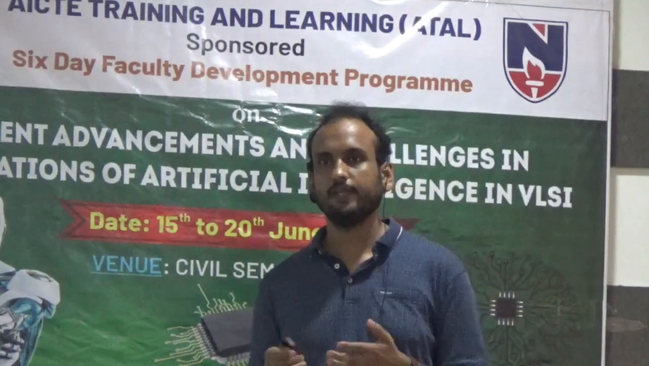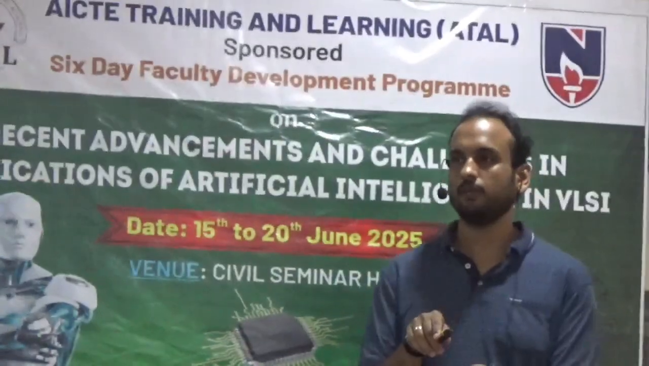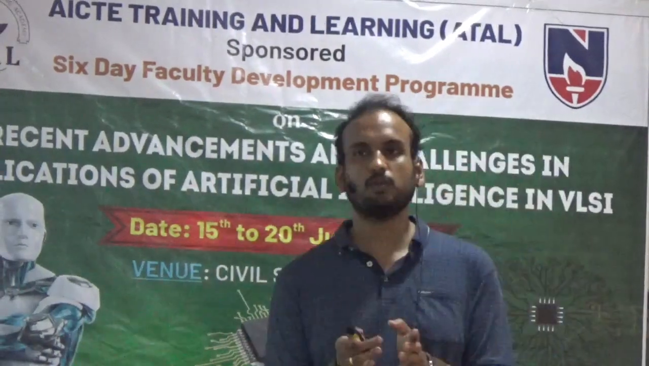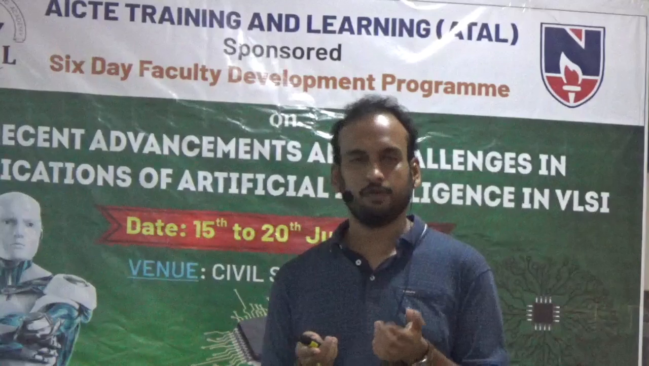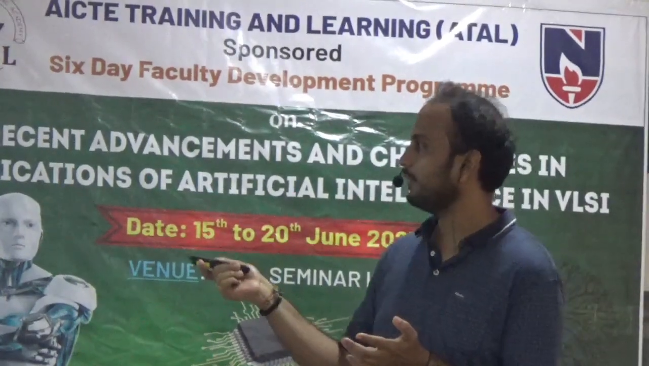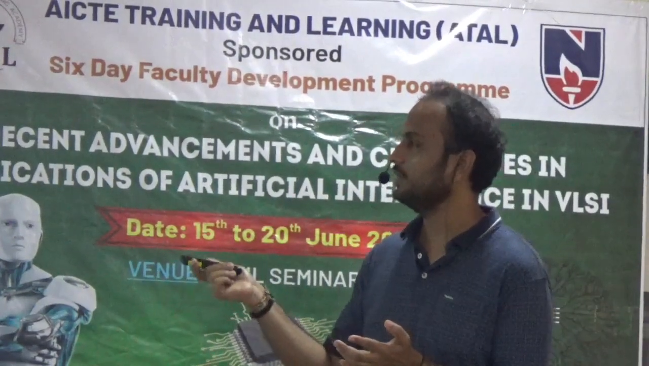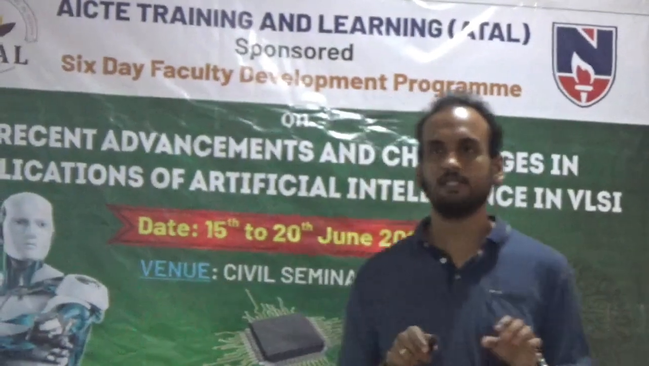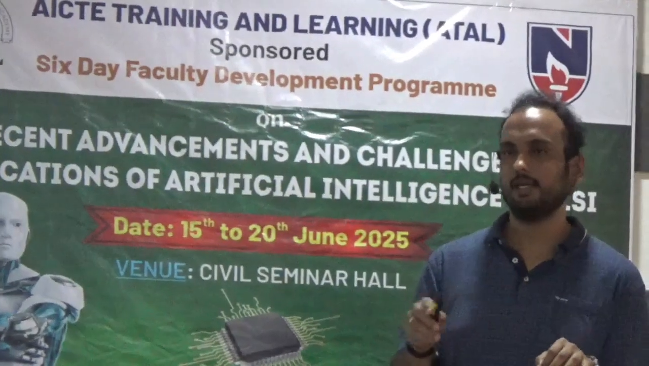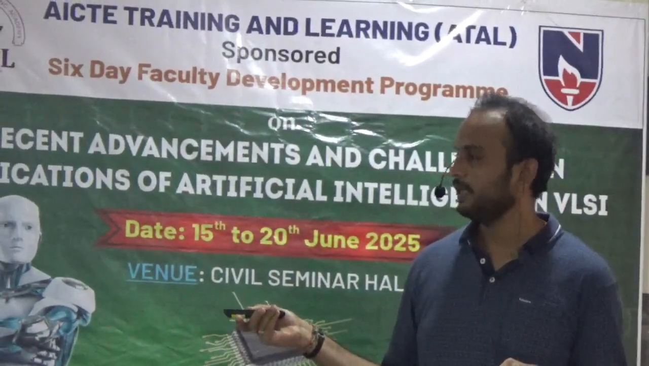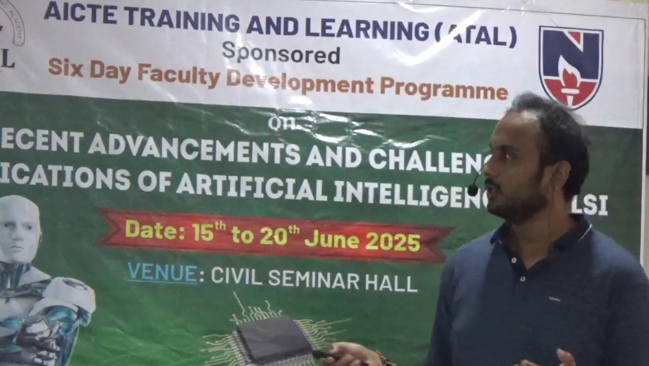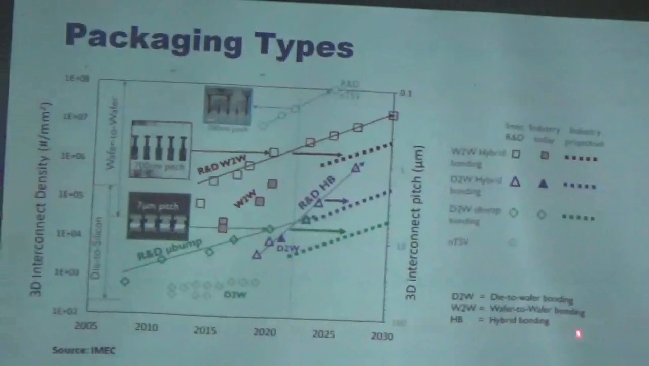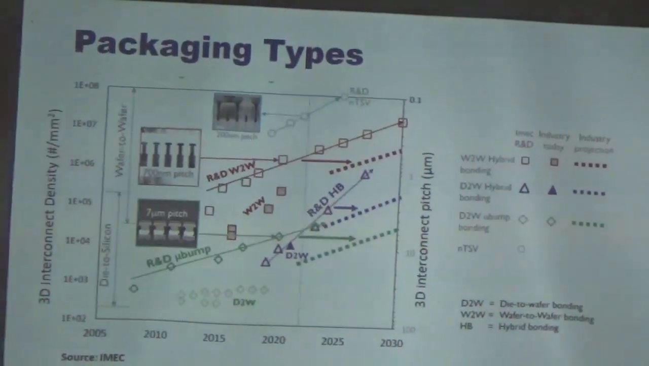These interconnects are very important when we have to connect two different ICs. They have to offer minimal parasitics, and they also have to be very narrow in their dimension. This is how different kinds of hybrid bondings and TSVs are used. This is die to wafer, where there is one die and one wafer, and you try to integrate them. There is wafer to wafer bonding, and there are different hybrid bondings as well. So in 3D packaging, these are the three ways: die to wafer, wafer to wafer, and hybrid bonding.